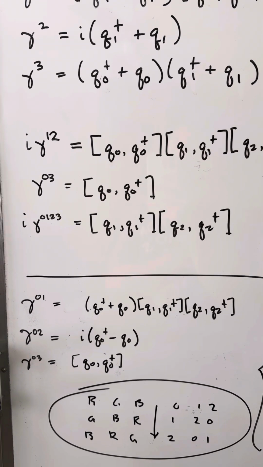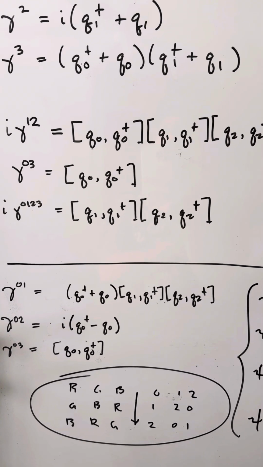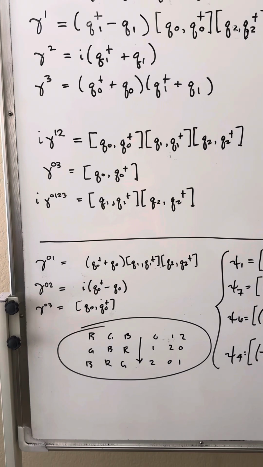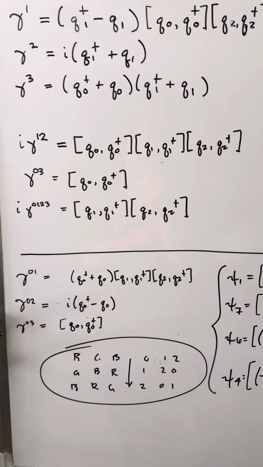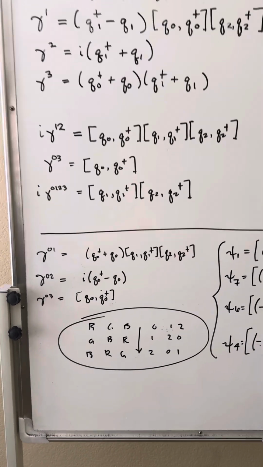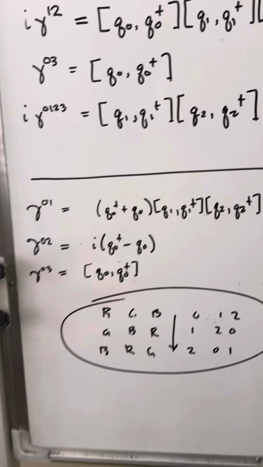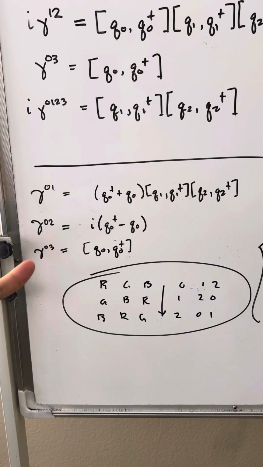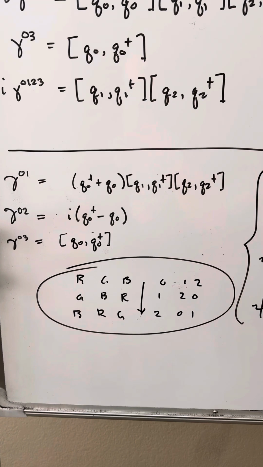I gamma 0, 1, 2, 3, 1 and 2. Gamma 0, 3, just the zeros. I gamma 1, 2 contains all 3. That's the pseudoscalar element. I want to say that once you do this, what's very important is to look at the gamma 0, 1, 0, 2, and 0, 3, because that relates to the vector that we're going to project out of this.